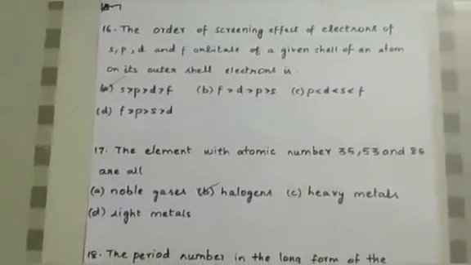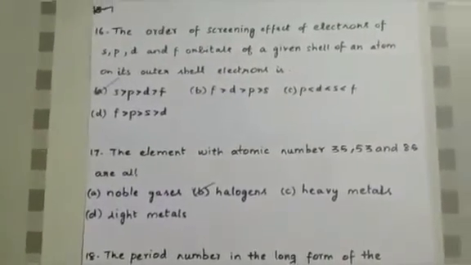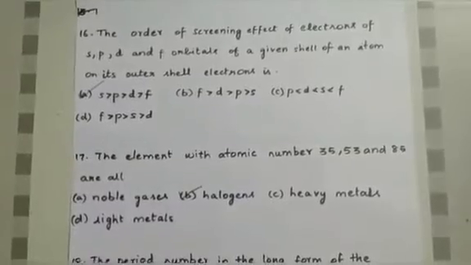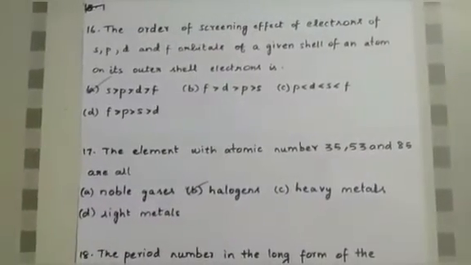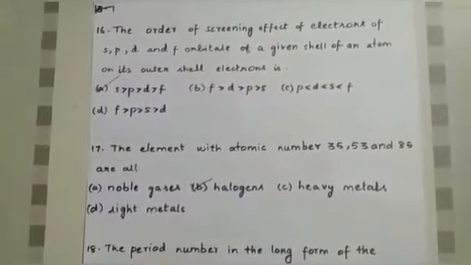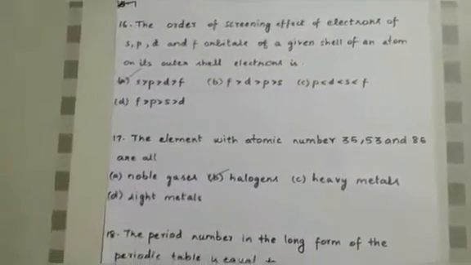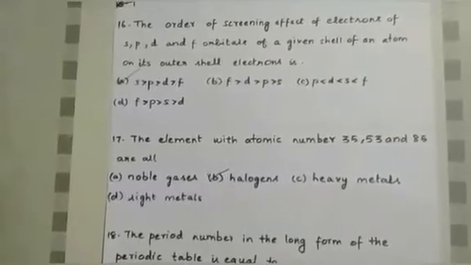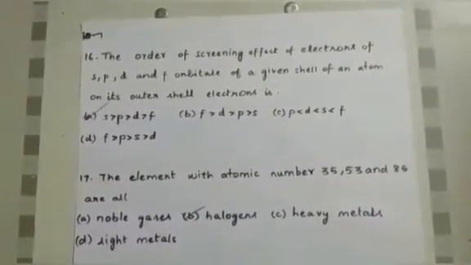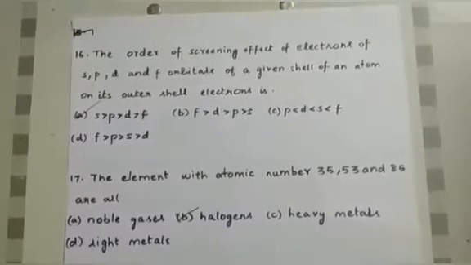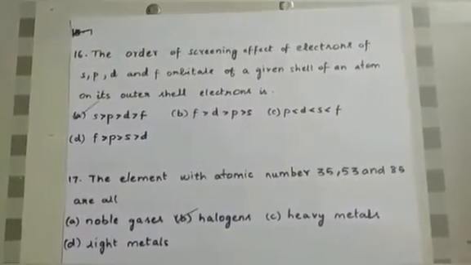We know that the screening effect of the orbitals follows the order of s greater than p greater than d greater than f, as screening effect decreases from s orbital to f orbital in an atom on account of the shape of the orbital. Right answer is option A. S greater than p greater than d greater than f.